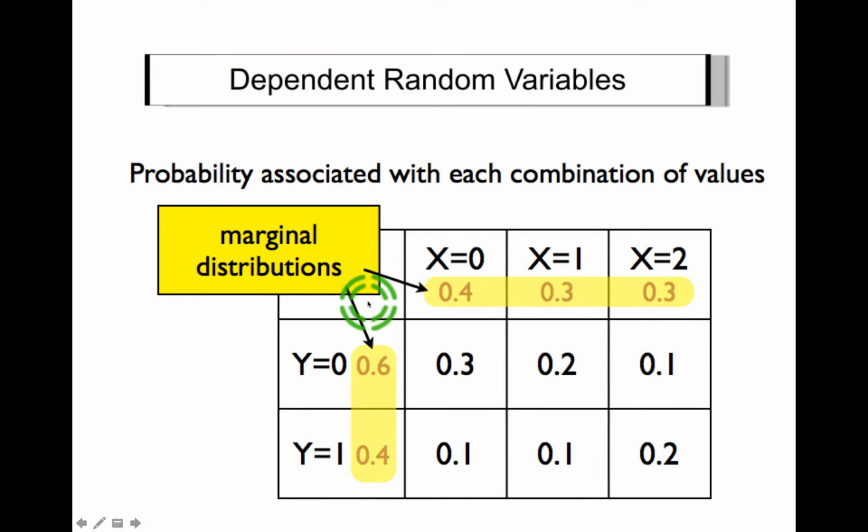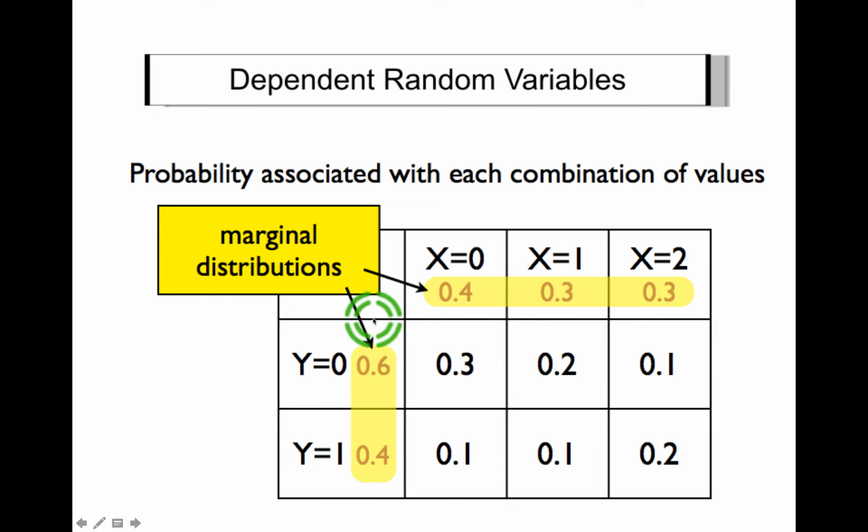And here is a dependent case where you have, again, the marginal distributions, but if you multiply 0.4 times 0.6, you get 0.24, which is not 0.3. Okay, so here the two random variables are dependent.